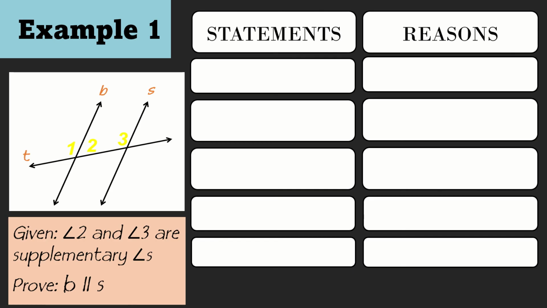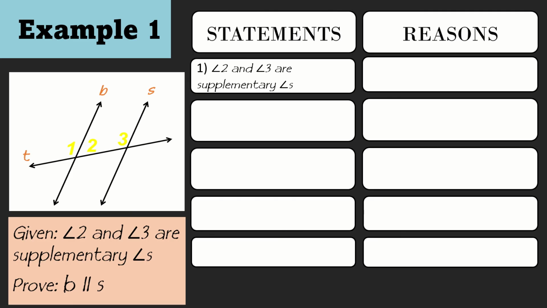Line B, line S, line T, angle 1, angle 2, and angle 3. Given that angle 2 and angle 3 are supplementary angles, prove that line B is parallel to line S. For our first statement, let us write angle 2 and angle 3 are supplementary angles. The reason for this is it is given.